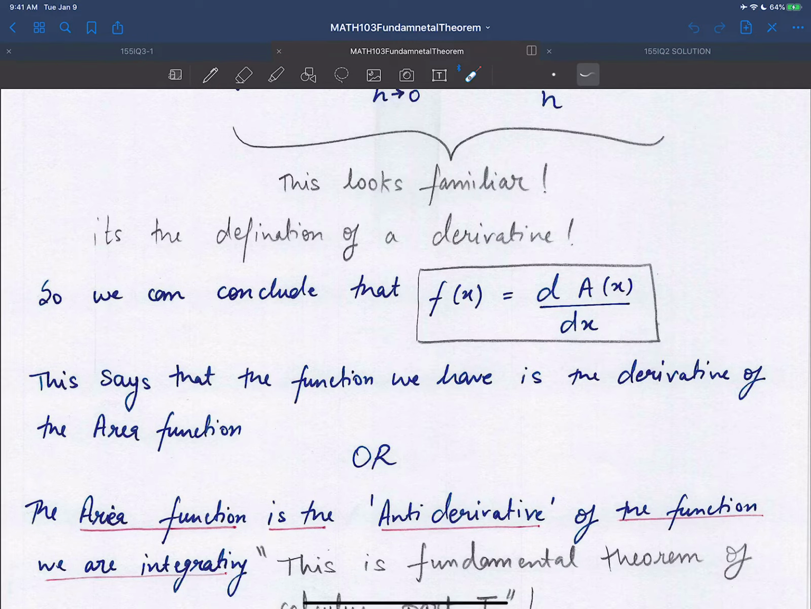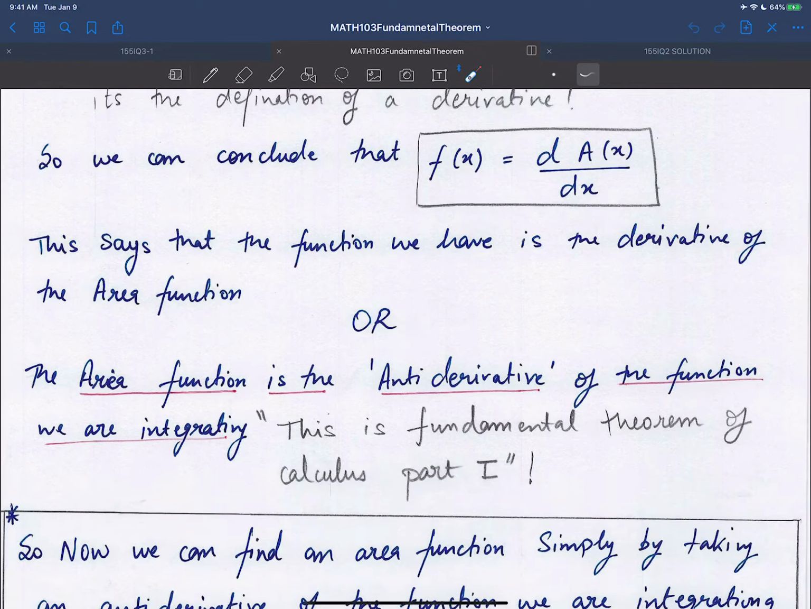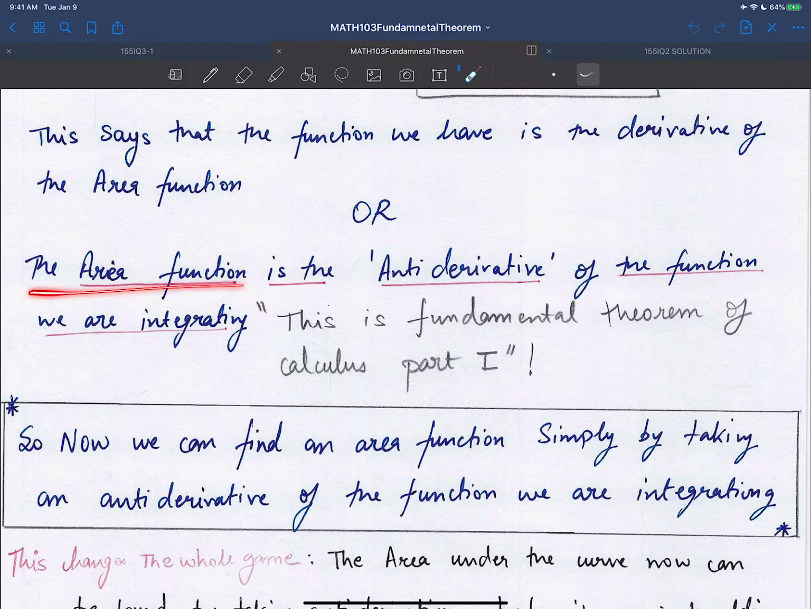Okay, this is the very crucial part. So this is what the conclusion is. After analyzing all of that work, we know the function that's actually inside the integral is nothing but the derivative of that area function, the magical function that we want to look for. Okay, so this is very important. This is the concluding statement.